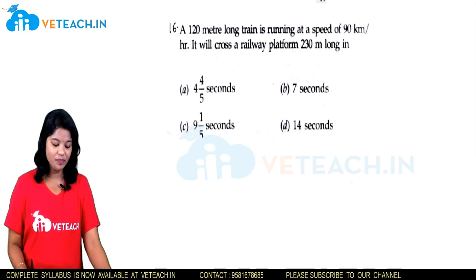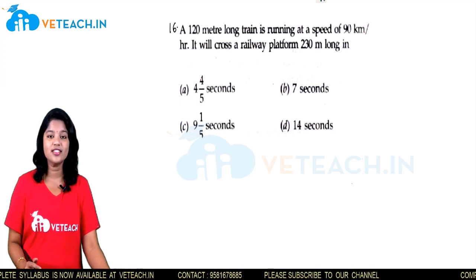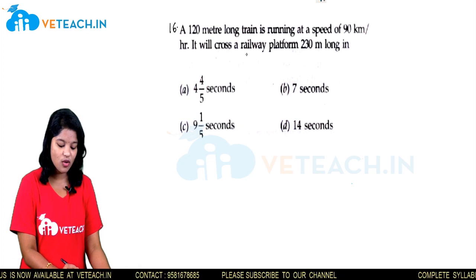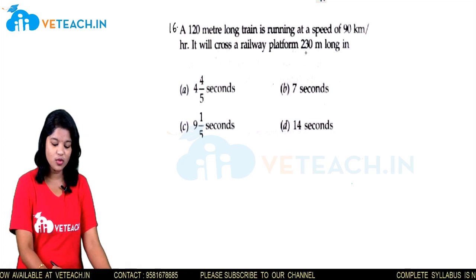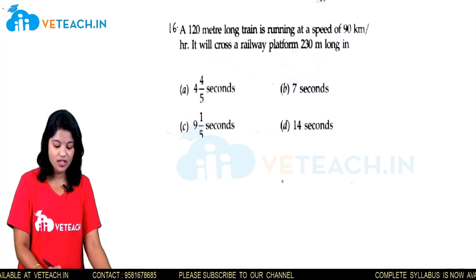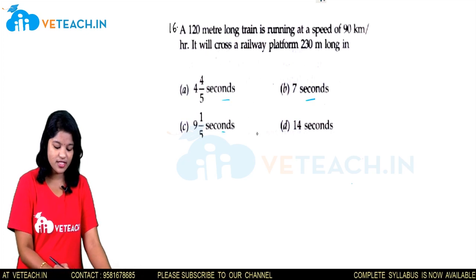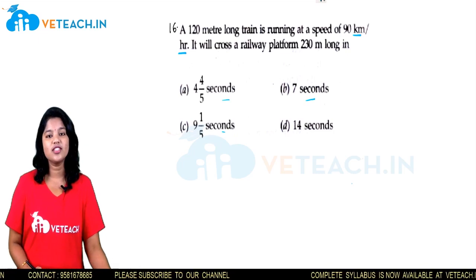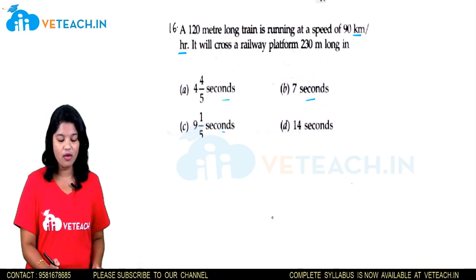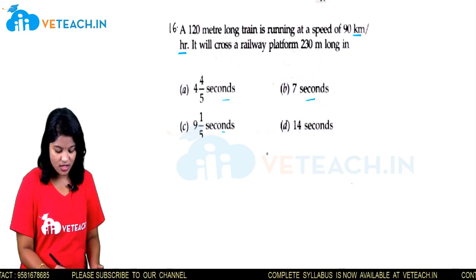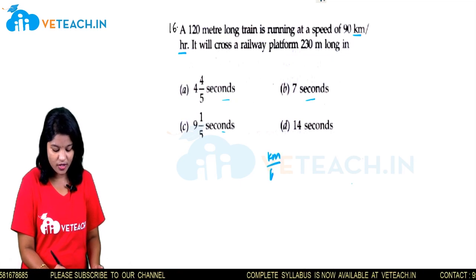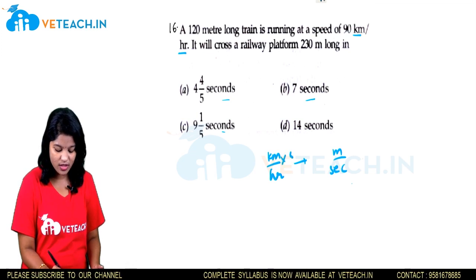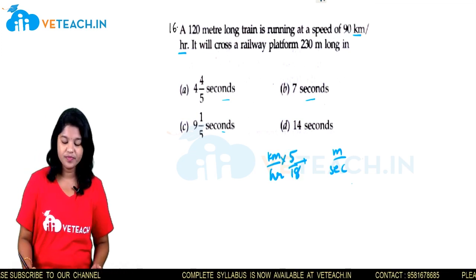See the next question. A 120 meter long train is running with a speed of 80 kilometers per hour. It will cross a railway platform 230 meters long in. So here in the answer they have given seconds, but the speed is given in kilometers per hour. So first change the speed from kilometers per hour to meters per second. Whenever we are changing from kilometers per hour to meters per second, we have to multiply by 5 by 18. Okay.